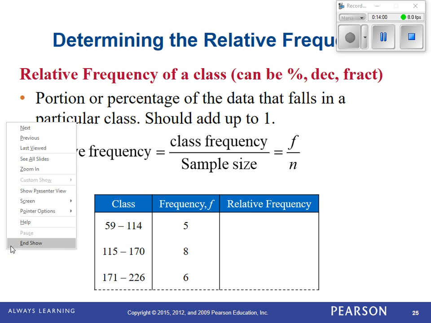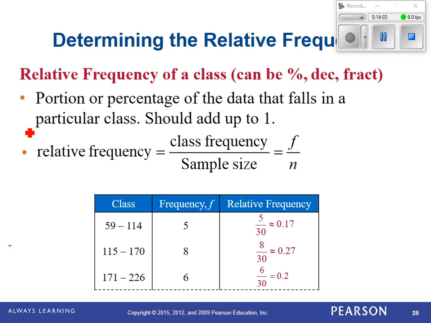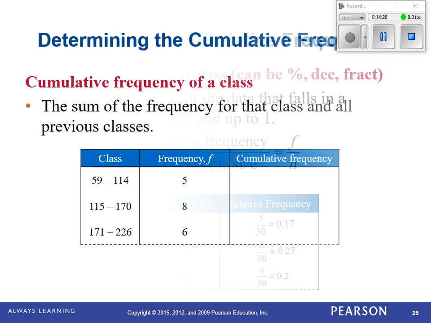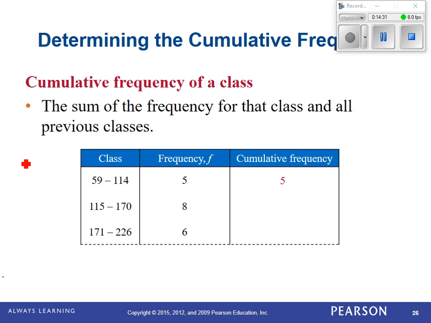Relative frequency. Relative frequency is, instead of a decimal, you're probably gonna change it to a percent. So this is gonna be like 17%, 27%, 20%, just because that makes more sense to most people. If you tell them, hey, 17% of the numbers fell in this range, that makes more sense than saying, hey, 0.17 fell in this range. That's relative frequency.